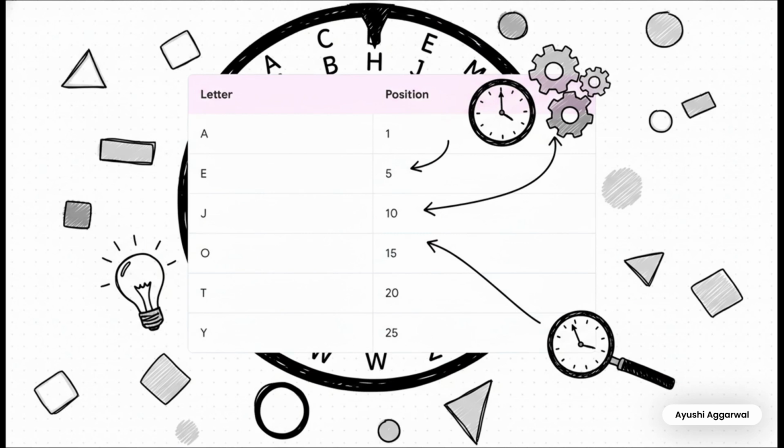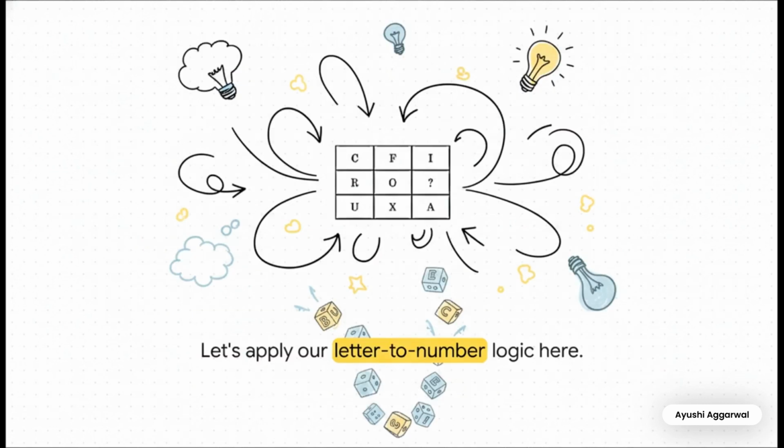E-J-O-T-Y. E is 5, J is 10, O is 15, T is 20, and Y is 25. Using this, you can figure out the position of any letter in just a few seconds. Make sure you write this one down. All right, let's put this into practice.